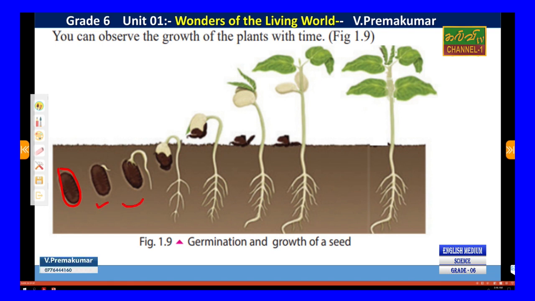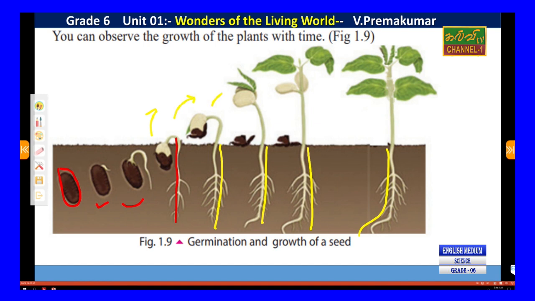Now the length of the root, see more. Yes, the size is going to increase. Here the root has more branches, the longest one. It may be a tap root. After that, the root is fixed. Then the seed will come out, removing the seed cover. After that what happened?